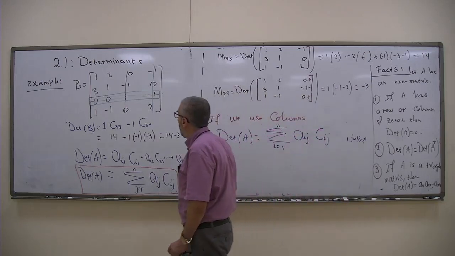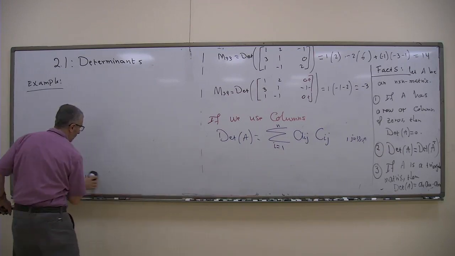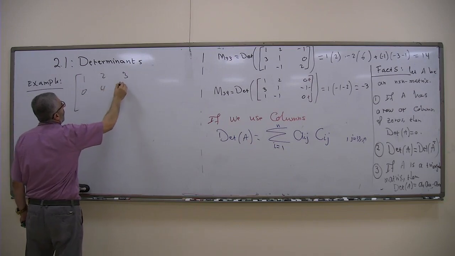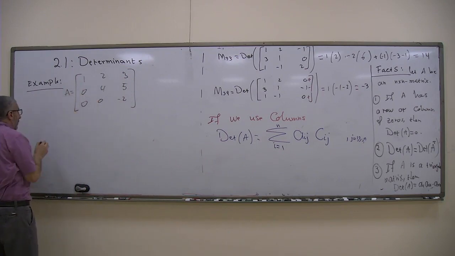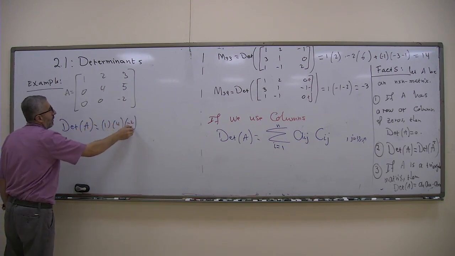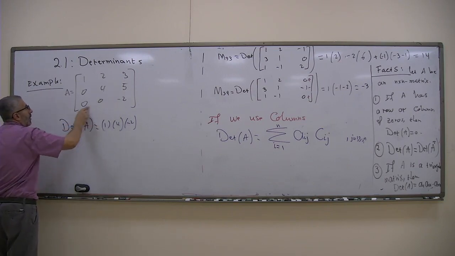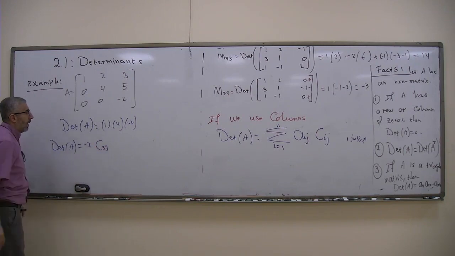So if you have a triangular matrix in front of you, right away you can see the determinant without computations. Here is an example. 1, 2, 3, 0, 4, 5, 0, 0, -2. This is your matrix A. What is the determinant? The determinant of A is 1 times 4 times -2. Why is that? Because you have more zeros here, so the determinant of A is -2 C33. Now, what is C33?